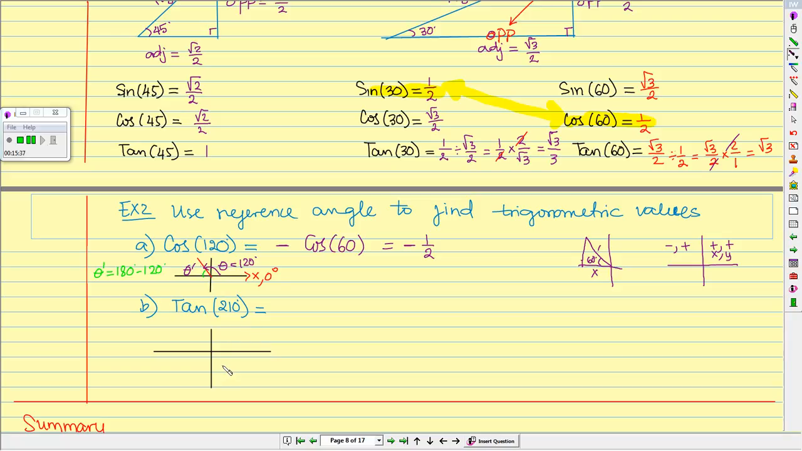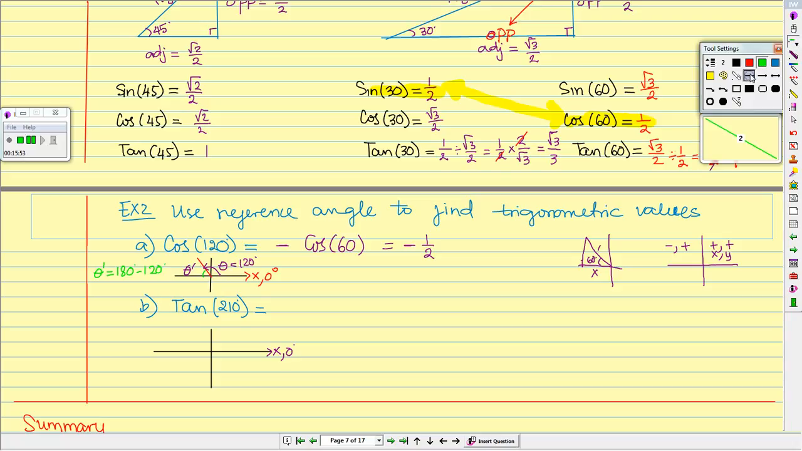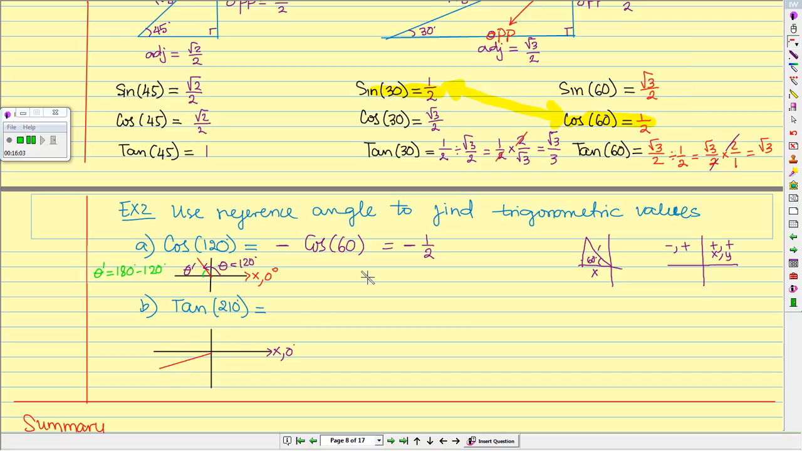Now let's move on to tangent 210 degrees. The first thing we need to do is get the angle 210 degrees. So you start with your initial side at 0 degrees. Then you rotate counterclockwise: 0 degrees, 90, 180, to 210 degrees. So this will be my terminal side. So this angle is the angle theta, 210 degrees.